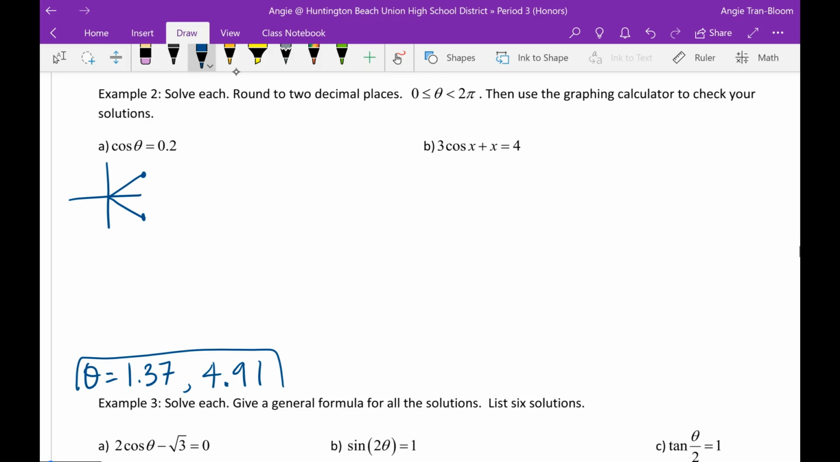Guess what you do with that? Go to your window. X min should have what? 0. X max should have what? 2 pi. Then after you enter X min and X max, I want you to zoom and zoom what? Great. Good job, Janelle.